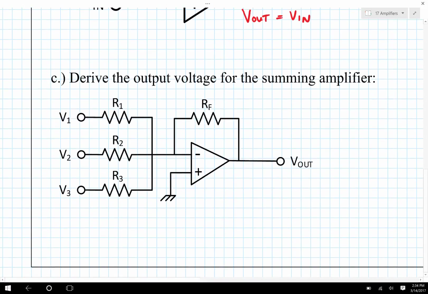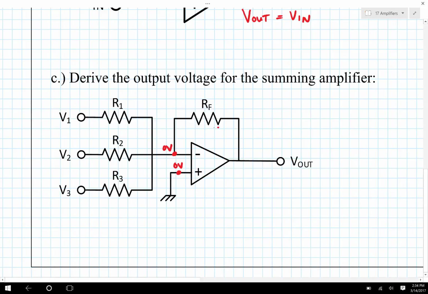This one's a little harder, but still not too bad. In this case, I'm going to go ahead and label a few additional currents. Before I do that, let me just mention, I know that this is 0 volts, and by the cardinal rule, I know that this is 0 volts. So that's very important. I know the voltage at both inputs of the op-amp are 0 volts.